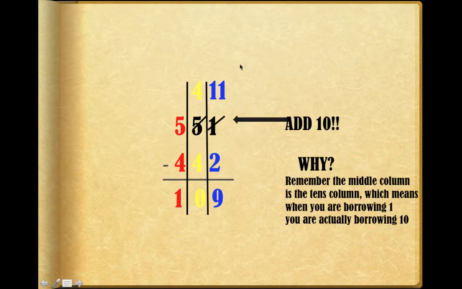Okay, so remember that we're going to go back to the ones column and we're going to subtract 11 minus 2 equals 9, 4 minus 4 equals 0, and 5 minus 4 equals 1. Remember in these problems that we add 10 to the ones column. Why? Remember, the middle column is the tens column, which means when you are borrowing 1, you are actually borrowing 10.